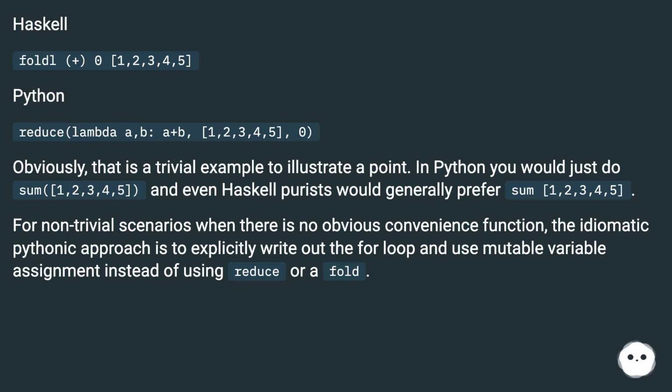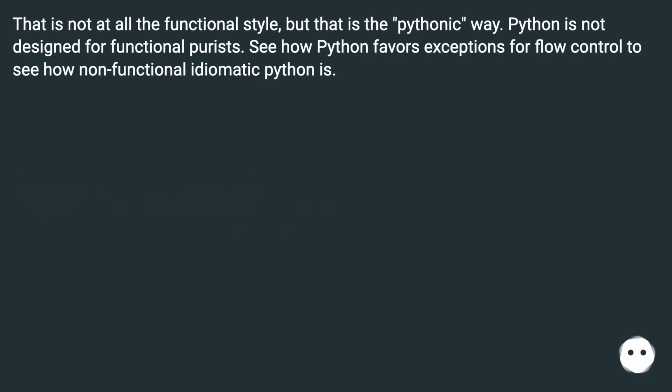For non-trivial scenarios when there is no obvious convenience function, the idiomatic Pythonic approach is to explicitly write out the for loop and use mutable variable assignment instead of using reduce or a fold. That is not at all the functional style, but that is the Pythonic way. Python is not designed for functional purists. See how Python favors exceptions for flow control to see how non-functional idiomatic Python is.